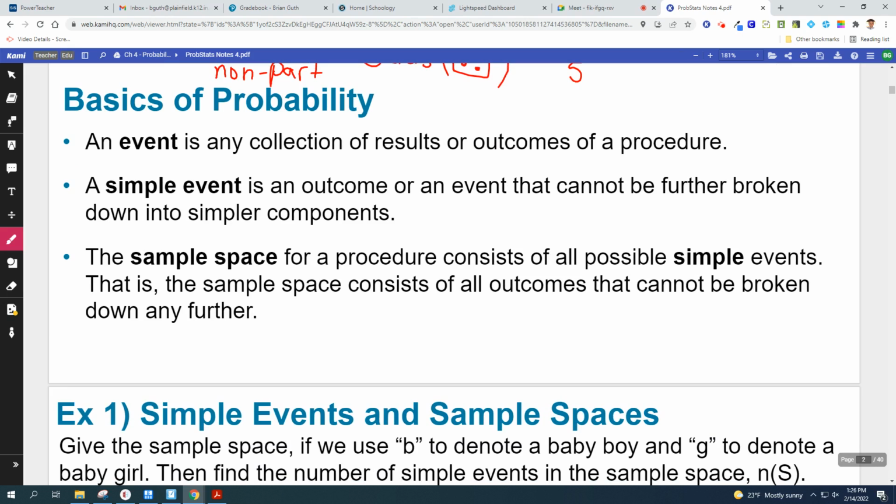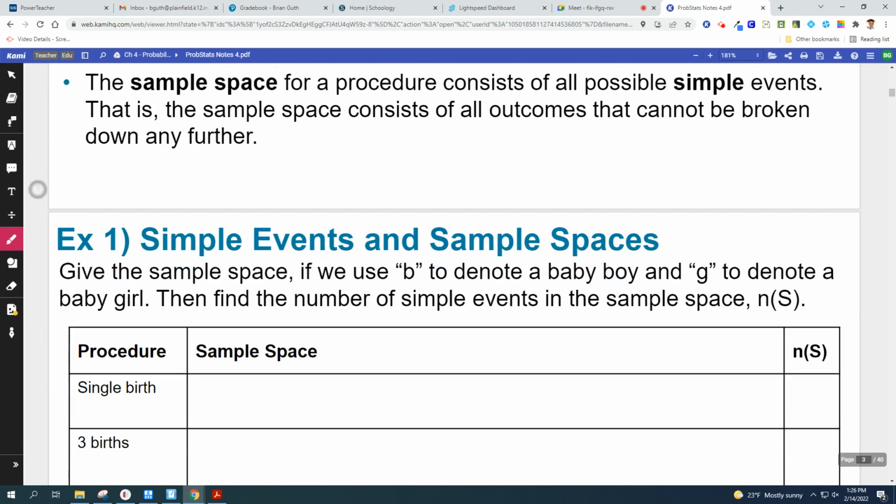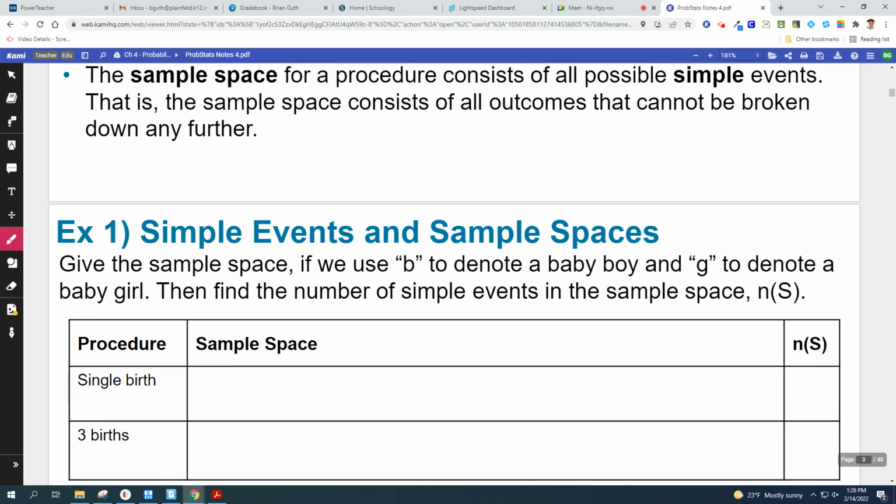An event is any collection of results or outcomes of a procedure. A simple event is an outcome or event that cannot be further broken down into simpler components. And sample space for a procedure consists of all possible simple events. That is, the sample space consists of all outcomes that cannot be broken down any further. I like to think of sample space as everything that could happen in this particular experiment.